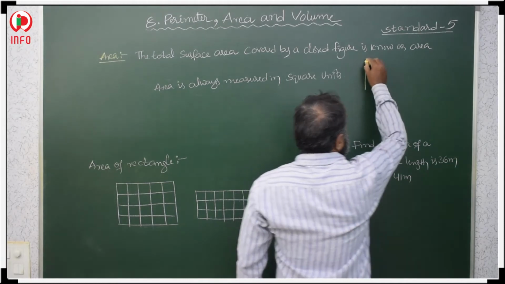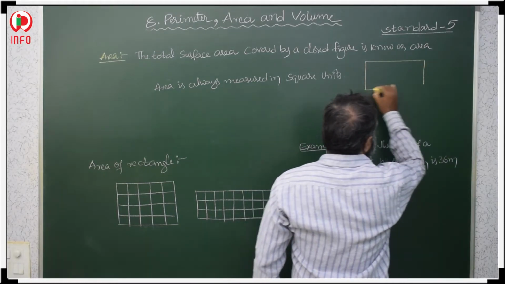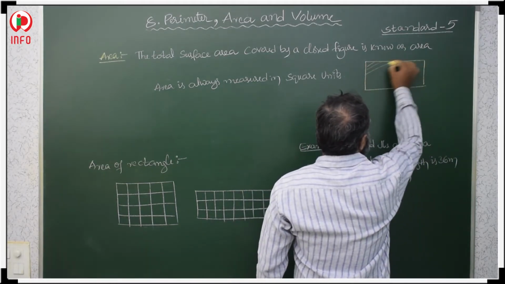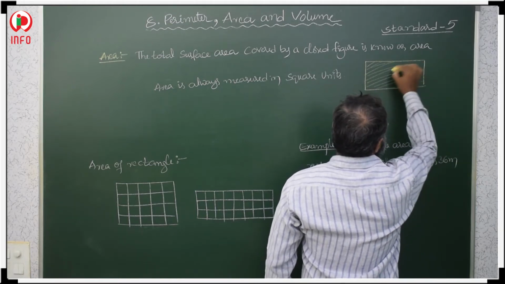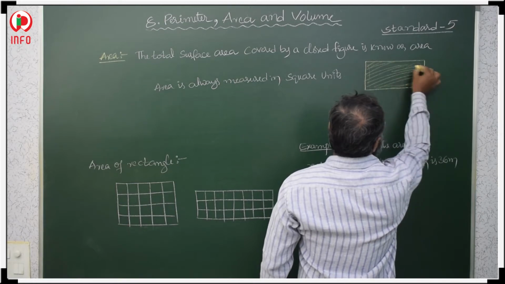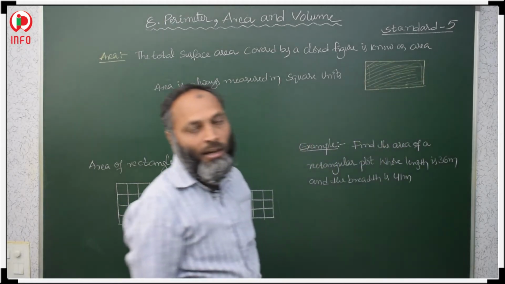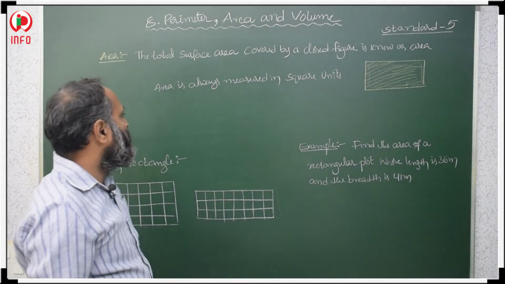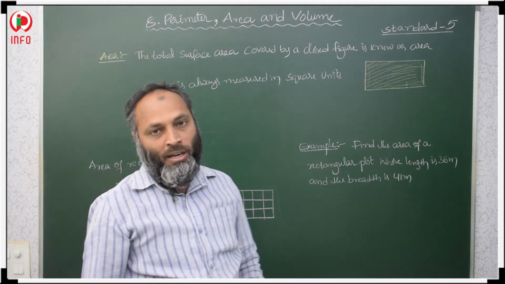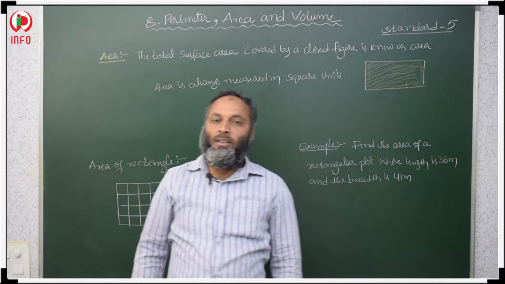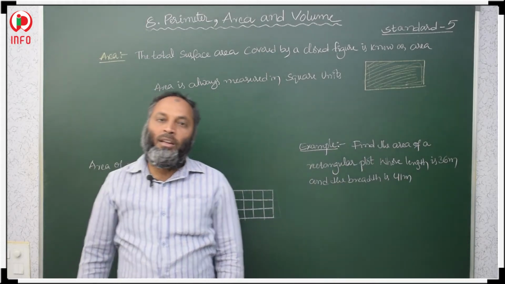So this is a rectangle, a closed polygon. How much area does it cover? The total surface area it covers. This inside is the area. Area is always measured in square units. Area is always measured in square units.